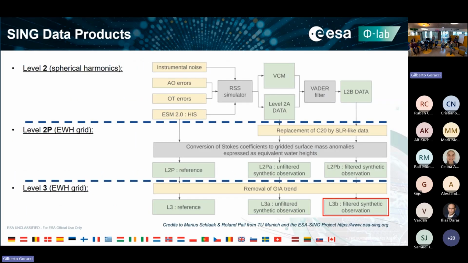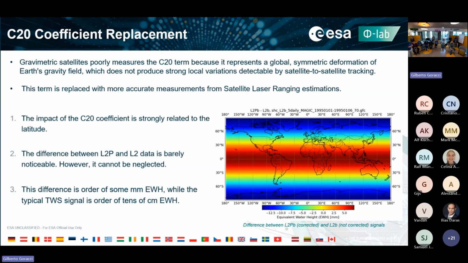So here we have a more detailed overview. We will work with the level 3B. B means that they are filtered data, the one highlighted in the red rectangle, while the level 2 products are given in terms of spherical harmonics, while level 2P and level 3 are already provided in equivalent water height grids. So this is a first preprocessing measure that we apply.